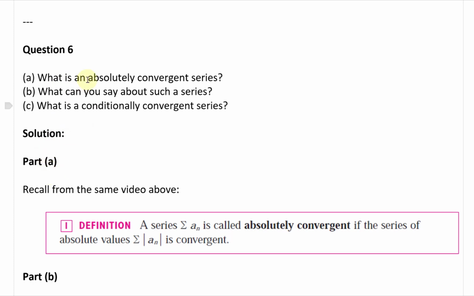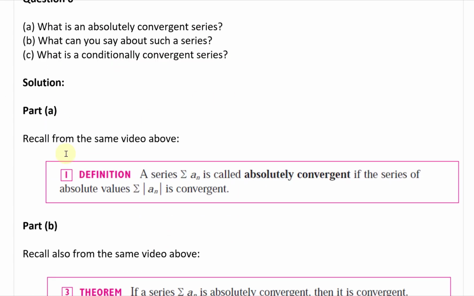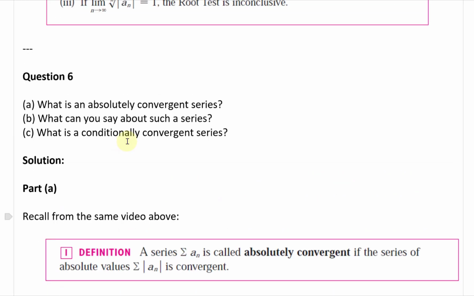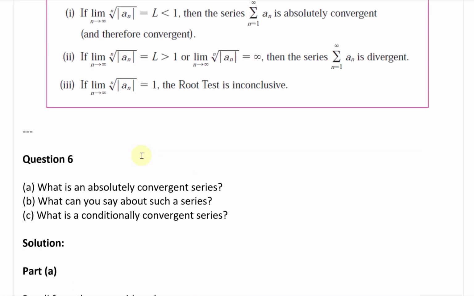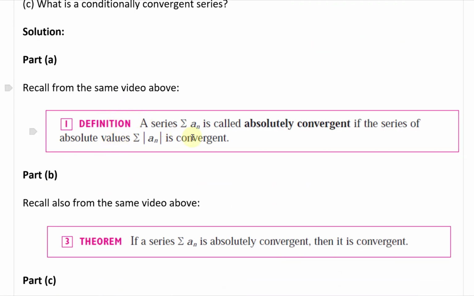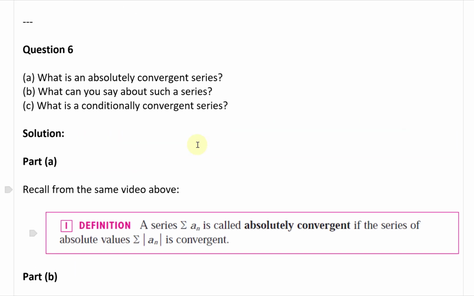So solution part A, what is an absolutely convergent series? Recall from the same video above, this link right here, absolute convergence and the ratio/root test. So the definition: a series, the summation of a_n, is called absolutely convergent if the series of absolute values, which is the summation of the absolute value of a_n, where all the terms take the absolute value, is convergent. So there are always positive values there.